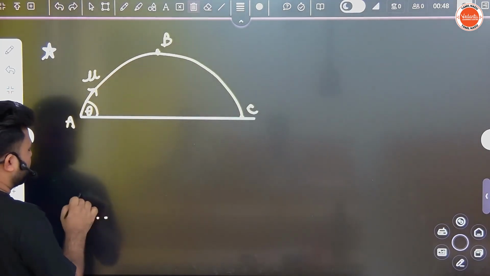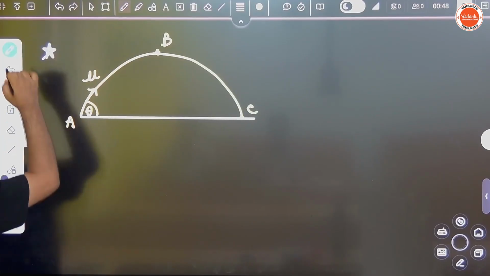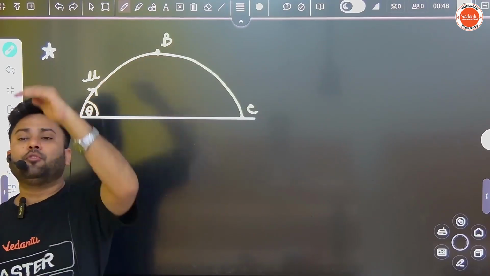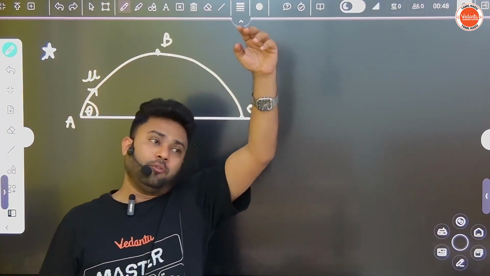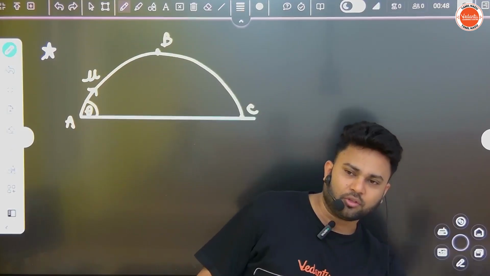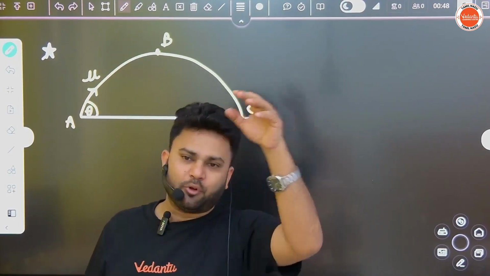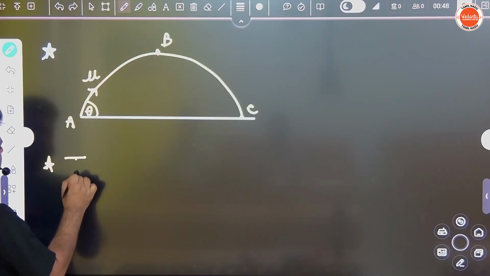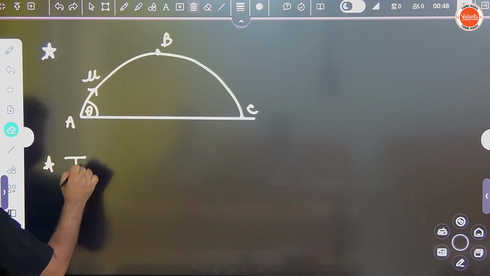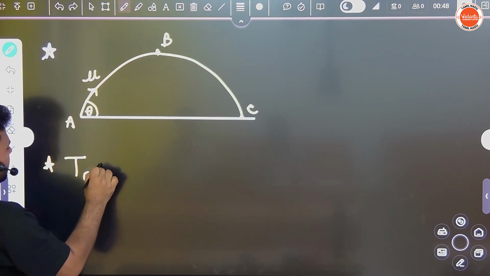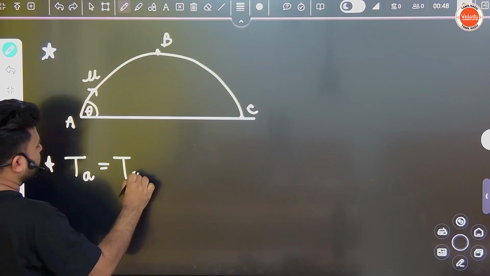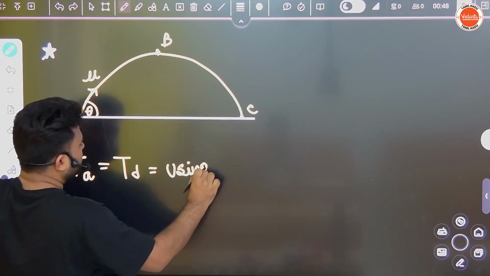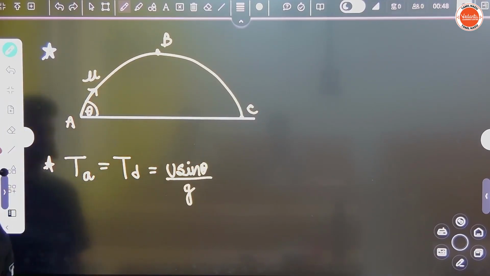Now what are the points to remember? First, time to go up means A to B. Suppose it is taking 4 seconds to go from A to B, then 4 seconds it will take to come down. So time to go up is called time of ascent. Time to come down is called time of descent. So first point, time of ascent is equal to time to go down, and this is u sine theta by g. Just now we saw u sine theta by g.